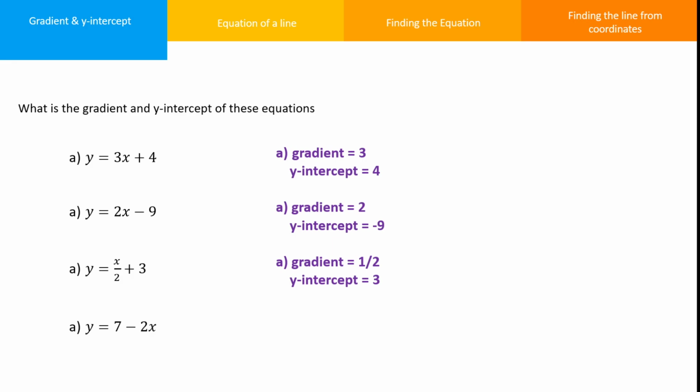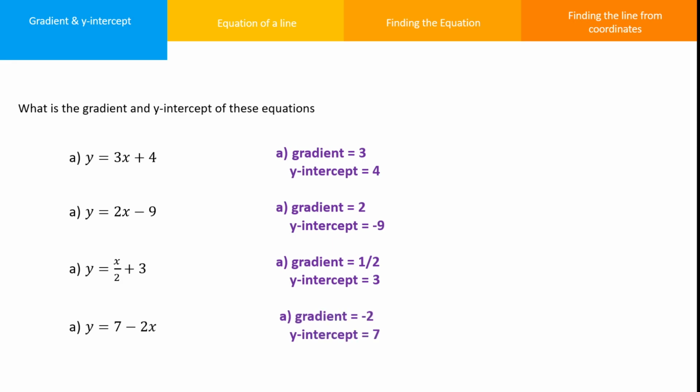X over 2 is the same as 1/2 because there's a secret 1 before the x. So anytime you see no number at all, that's a 1. So if you've got x over 2, that's a half, and the y-intercept is 3. And this is what the last one is meant to try and trap people. Question A. The answer is the gradient is -2 and the y-intercept is 7.